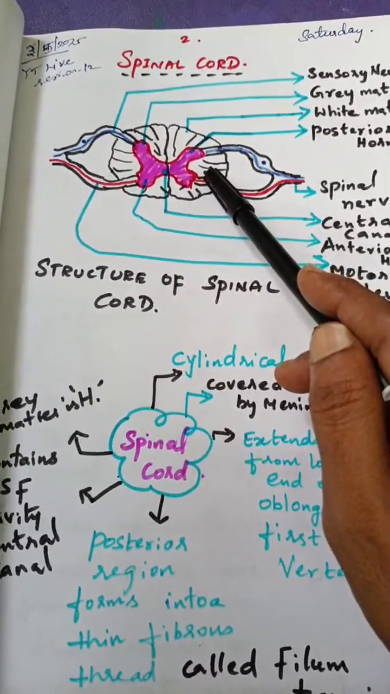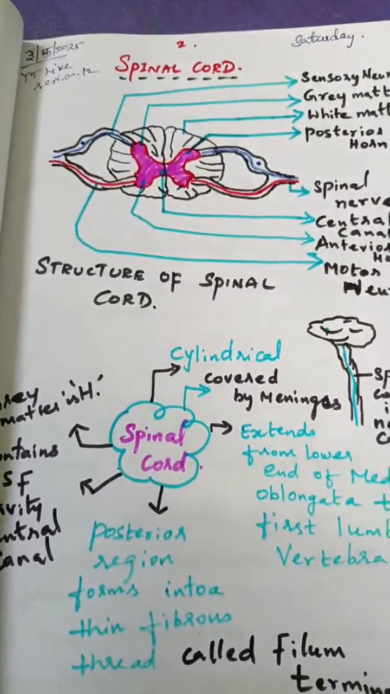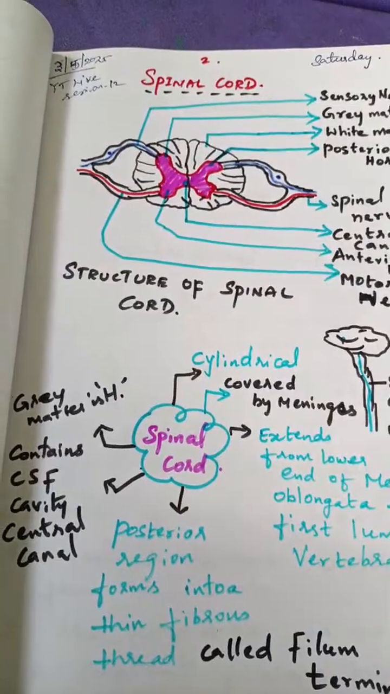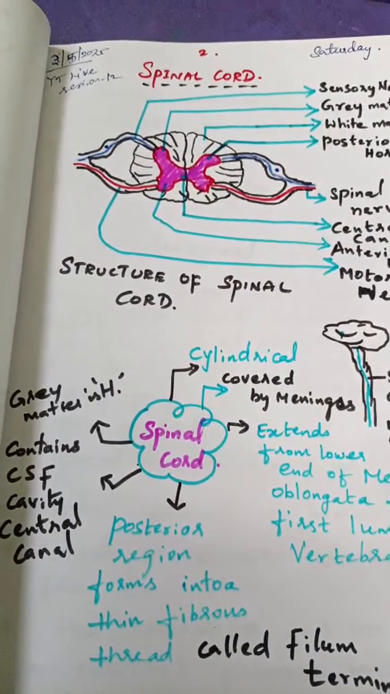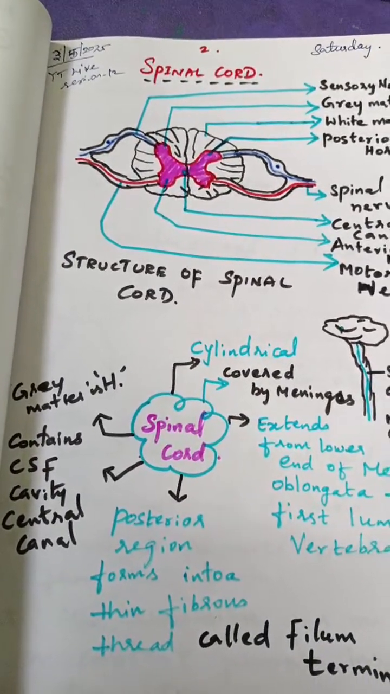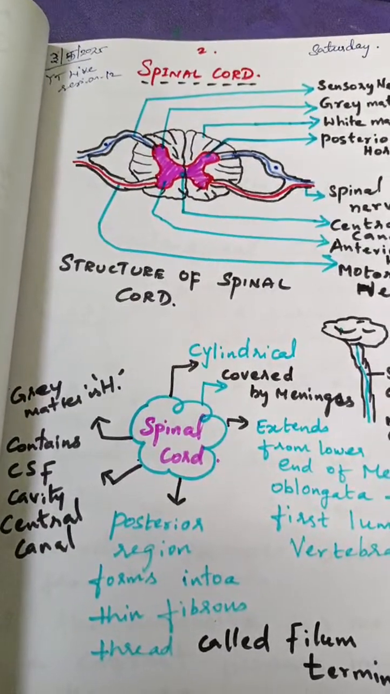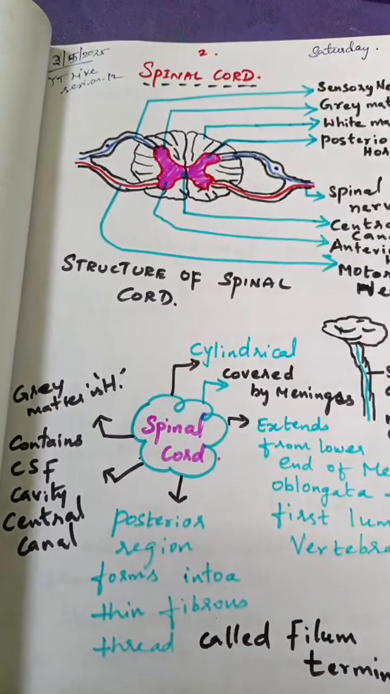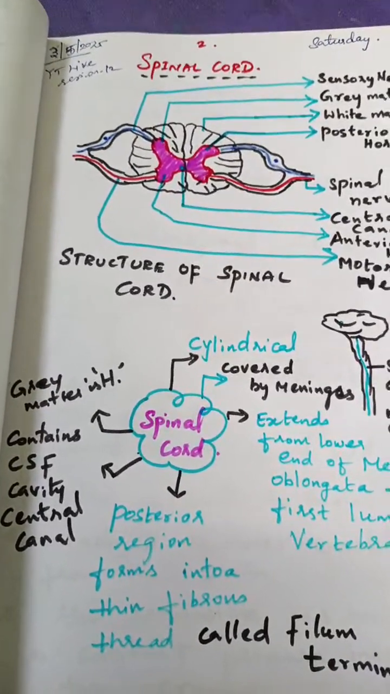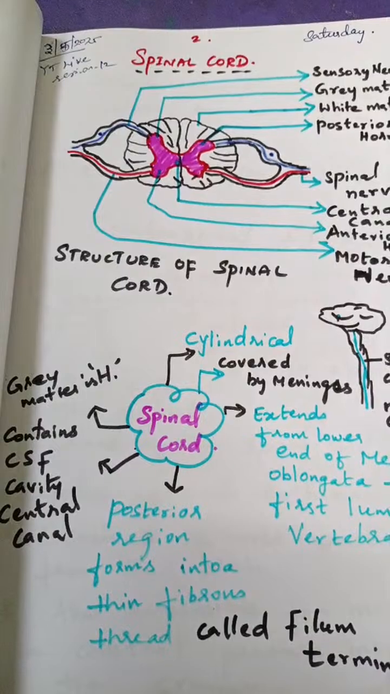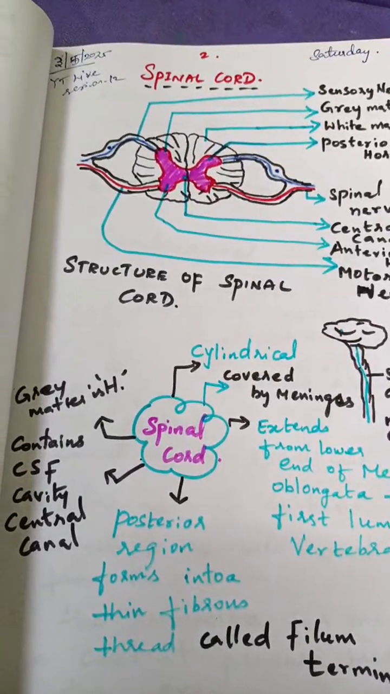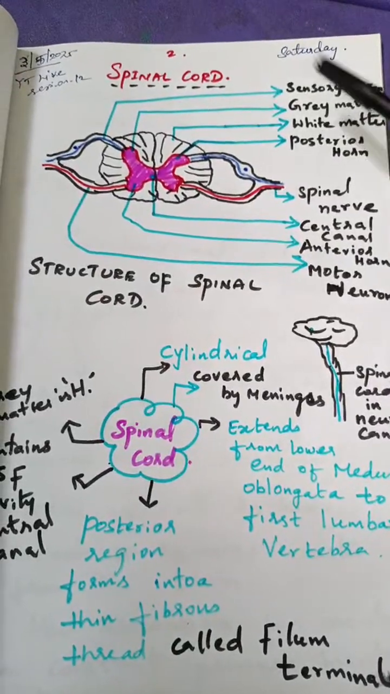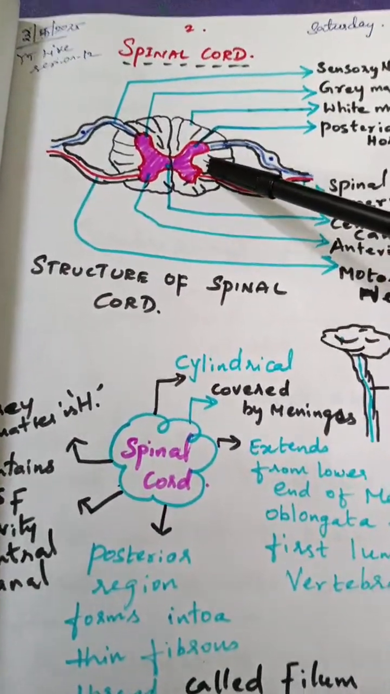Gray matter. Yesterday I told you to go through the gray matter and white matter. Have you seen what the gray matter and white matter are? Gray matter is nothing but the non-myelinated part. They don't have a myelin sheath covering, whereas the white matter has the myelin sheath covering. Correct.